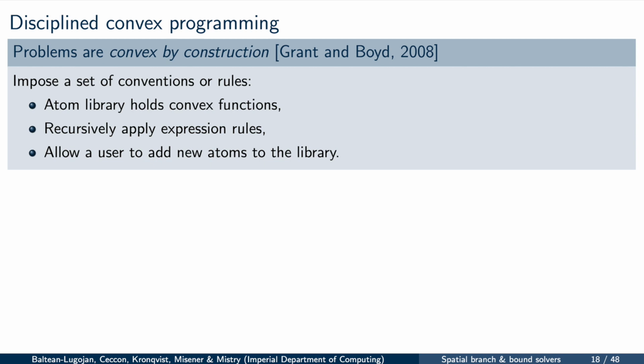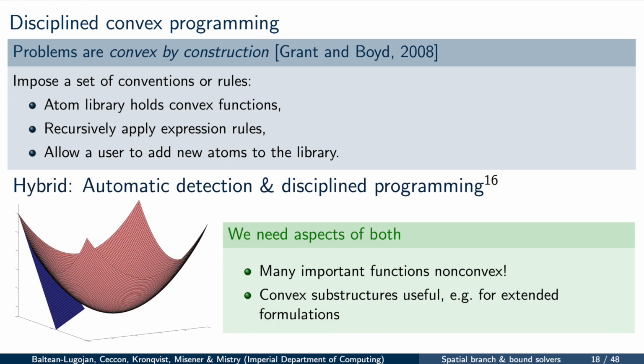A possible solution I'd like to think about is something that's called disciplined convex programming. So in this particular approach, problems are convex by construction. What happens is that we impose a set of conventions or rules. You've got this atom library of convex functions, you recursively apply the expression rules, and then you allow a user to add new atoms to the library.